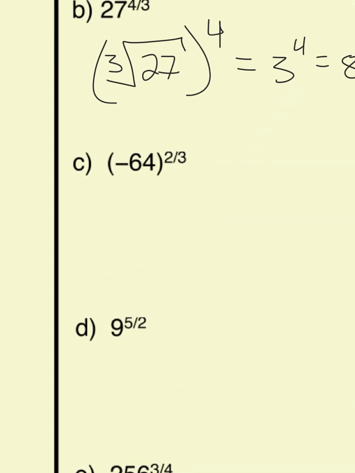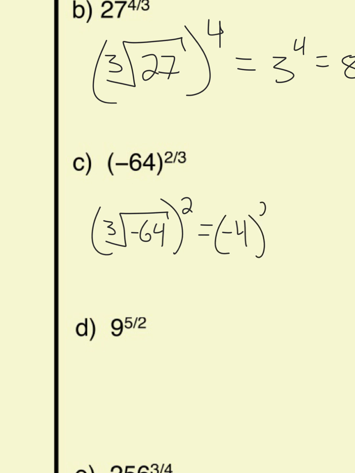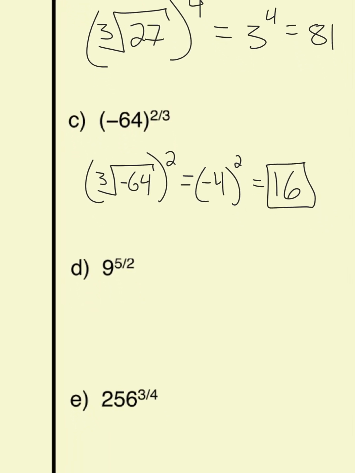All right, negative 64 to the power of 2/3. I'm taking the cube root of negative 64 to the power of 2. The cube root of negative 64 is negative 4. Negative 4 squared is positive 16. I know that's positive because a negative times a negative is a positive.